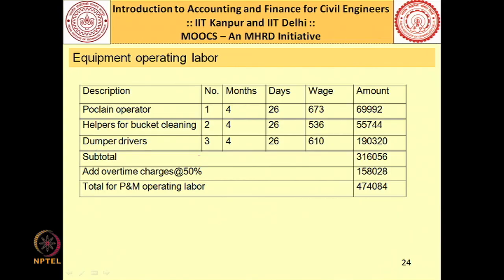Then comes operating labor. Here also for each poke line I have kept one number, operator, 4 months, 26 days, 673. These are highly skilled workers, so I have taken the skilled workers rate. This is there. 2 numbers for bucket cleaning, 4 months, 26 days, 536. These are unskilled workers. Dumper drivers come under semi-skilled, so this is the value. Here also I can consider 50% overtime, so I add this and this, I am getting this value.